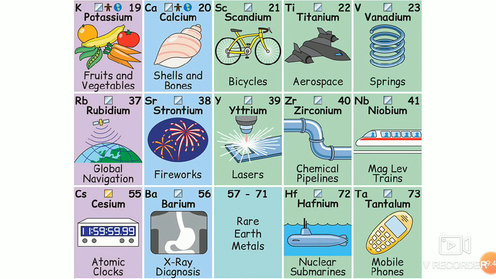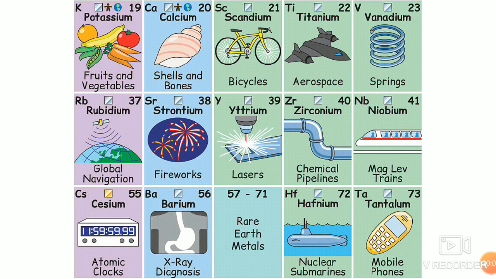Yttrium, it is used to make glaciers. Zirconium, it is used to make chemical pipelines. Niobium, it is used to make maglev trains. Cesium, it is used to make atomic clocks. Barium, it is used to make X-ray diagnosis. Next, so there are some rare earth materials.